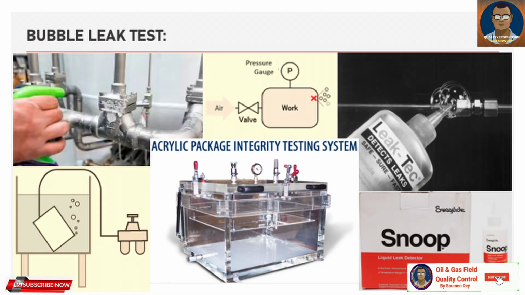This method requires an operator to seal all open ports on the test part, which is then pressurized with a medium and submerged in water or sprayed with a soapy water solution. The operator then observes the part to see if any bubbles leak from the part, which would indicate a failed test and a potentially defective part.